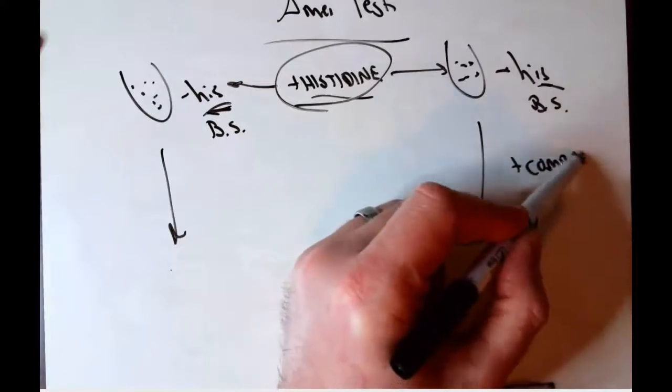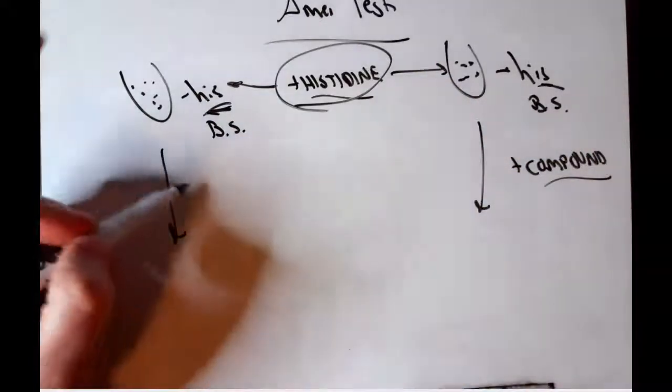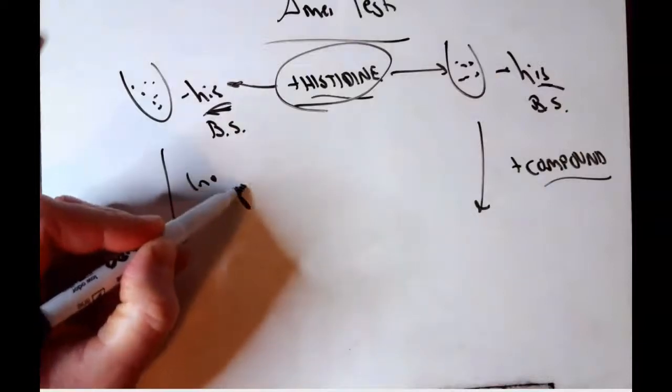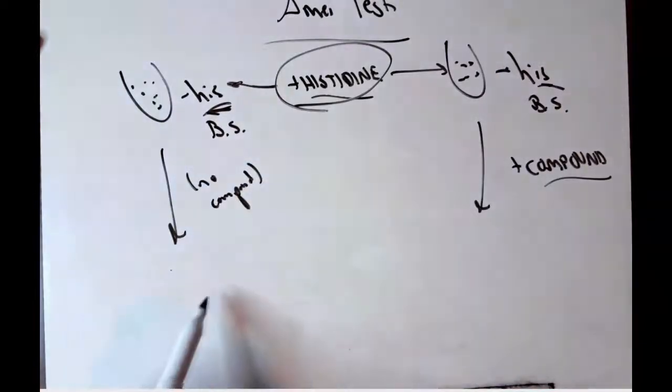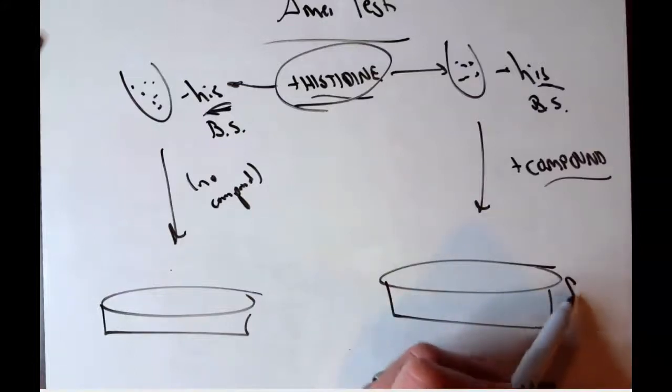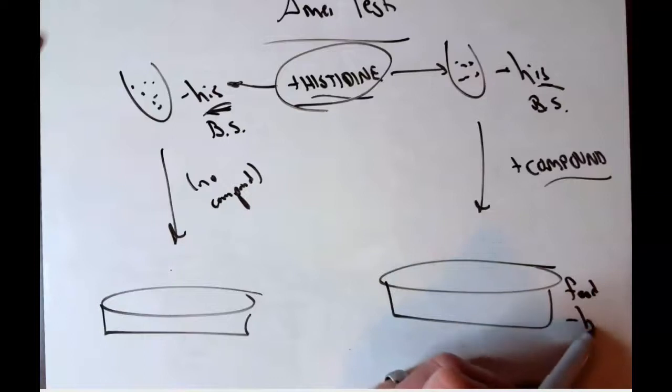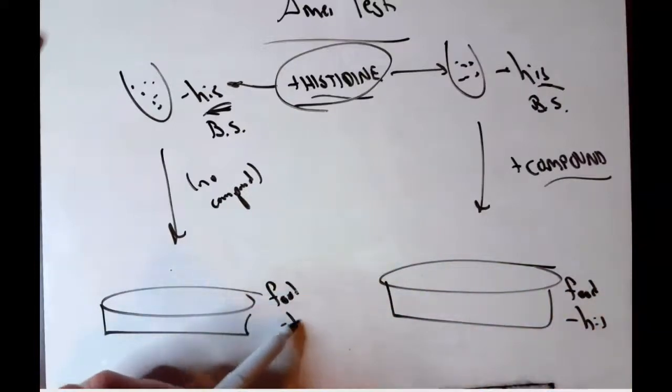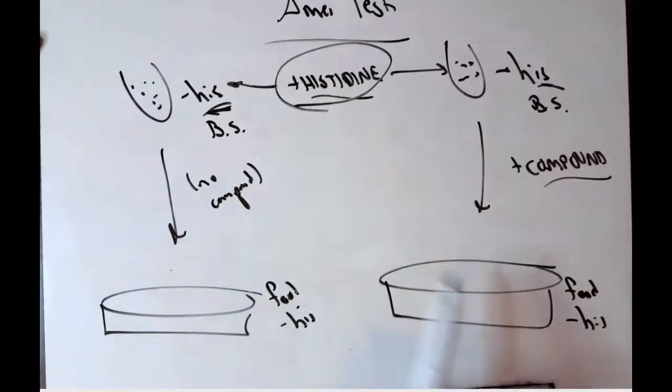And then what we do is we take some of those cells, and to one batch of those cells, we add the compound we're studying. And the other batch is a control. It gets no compound. And we take those cells after they've grown a while, either in their control or their compound environment, and we grow them on food, on media, on plates that lacks histidine. So now these cells are not getting histidine from their environment, and they're not getting histidine from themselves, because they shouldn't be able to make it.